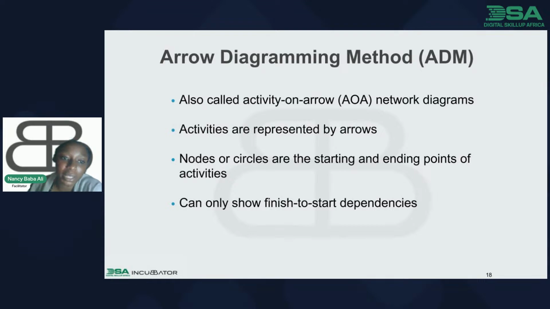The arrows are more like a connection that follows through one server. And at this point, we could call the server a project, right? So it just shows the flow, the correspondence, the overview, but in a diagram manner, on how the project is supposed to navigate and how it's supposed to be. So like I said, nodes or circles at the starting and ending points of activities can only show finish to start dependencies, right?